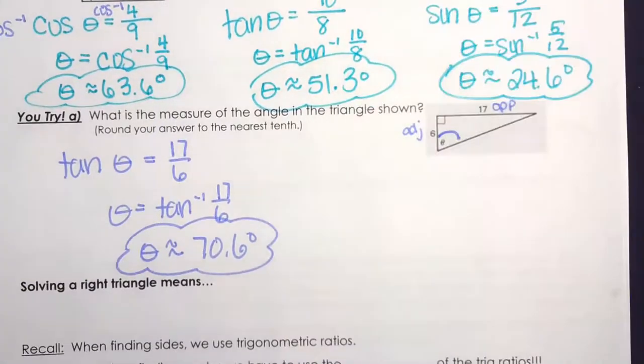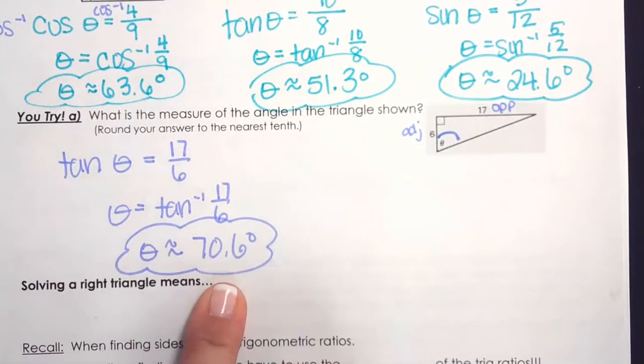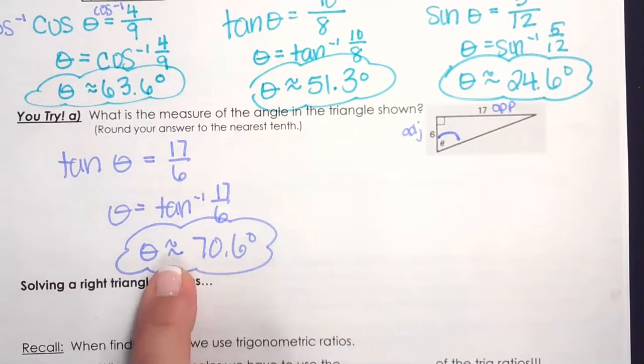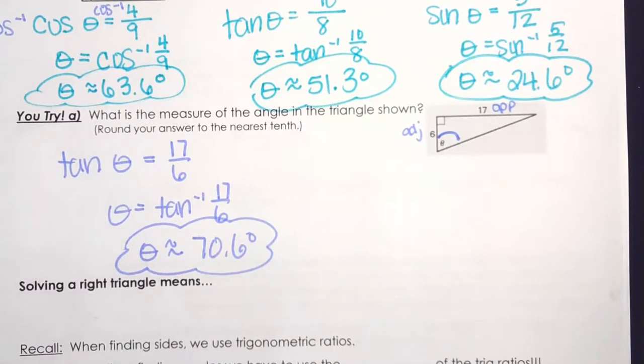Okay, so this is what the setup should look like for the you try question. The tangent of theta equals 17 over 6. So then we can take the inverse tangent to get that theta is approximately equal. Make sure you check for that, and that you have rounded correctly, and that you have the degree symbol. Okay, we all right with that? Starting to come back a little bit.